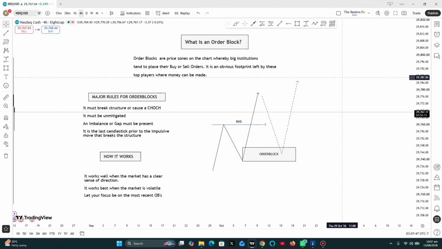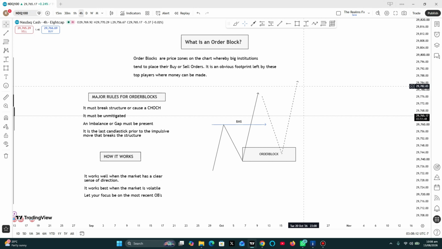Now, an imbalance or a gap must be present. Some of you may be thinking, what gap? Basically, it could be a fair value gap. So an imbalance or a gap must be present. It's one of the factors that ensure that this order block is really solid to take a trade from. And then it is also the last candlestick prior to the impulsive move that breaks the structure.